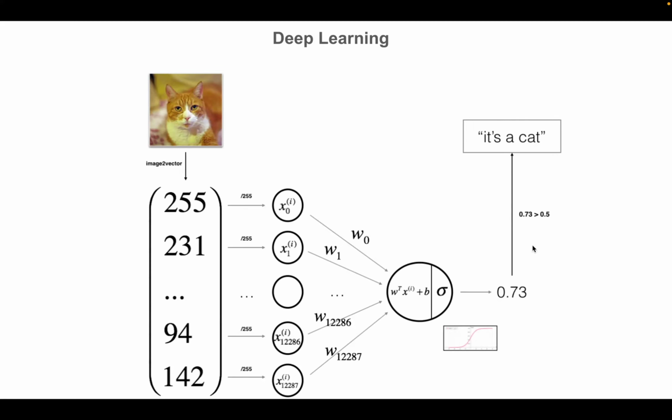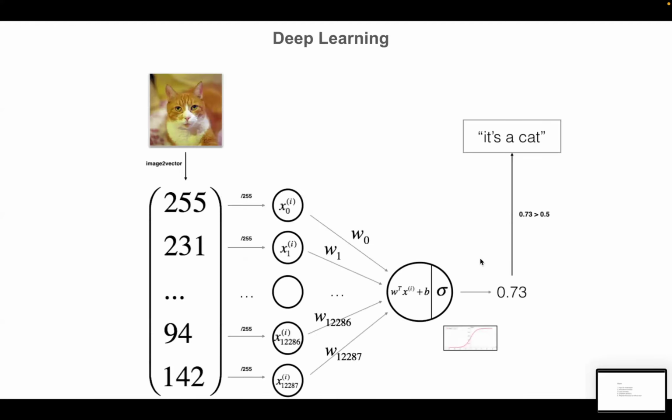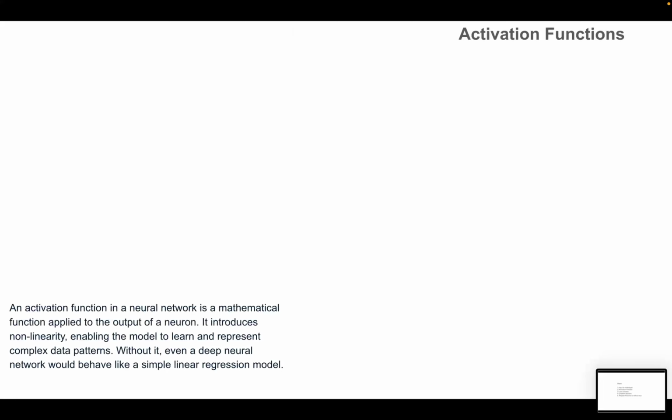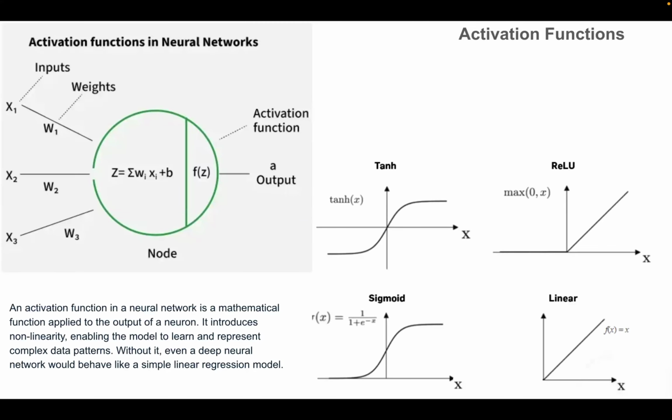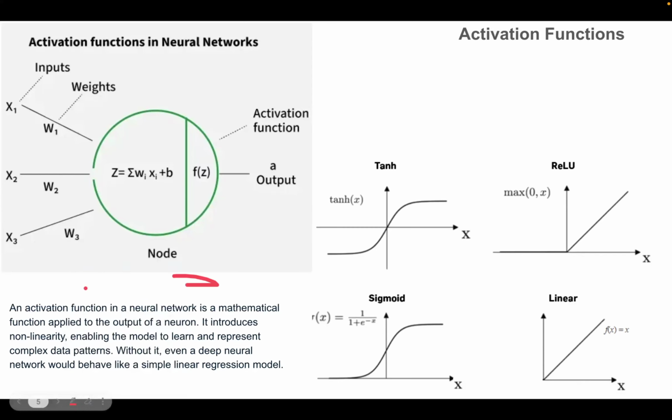All right. Okay. So these are the steps you follow. And then, what are activation functions? I explained it. An activation function in a neural network is a mathematical function applied to the input of the neuron. It introduces non-linearity, enabling the model to learn or represent complex data patterns without it.